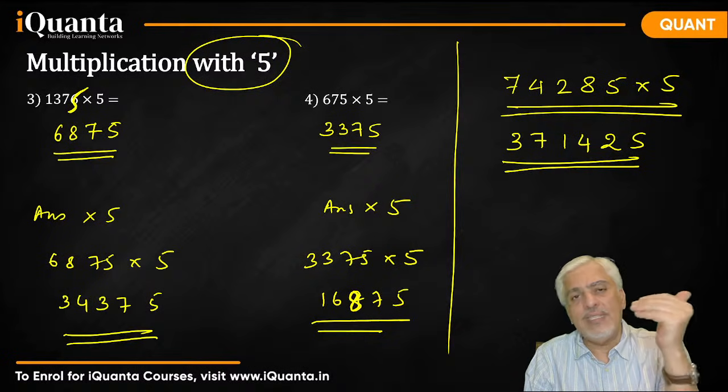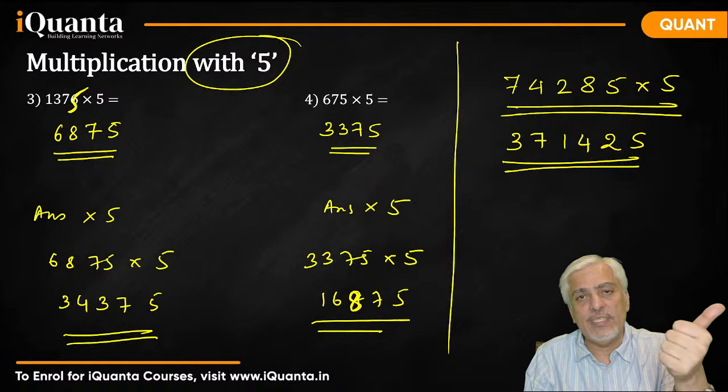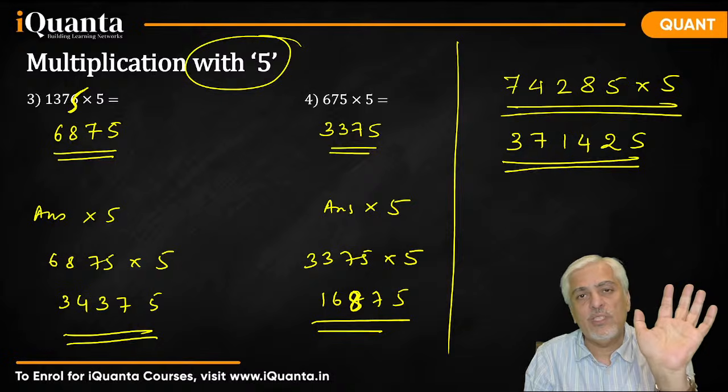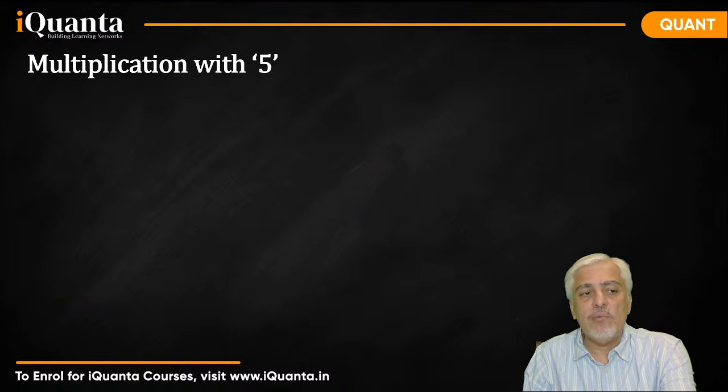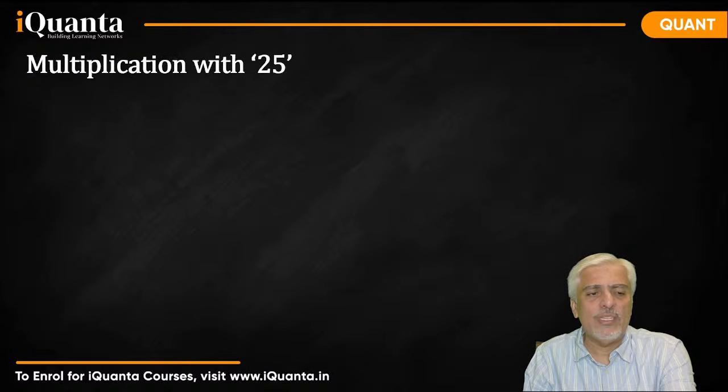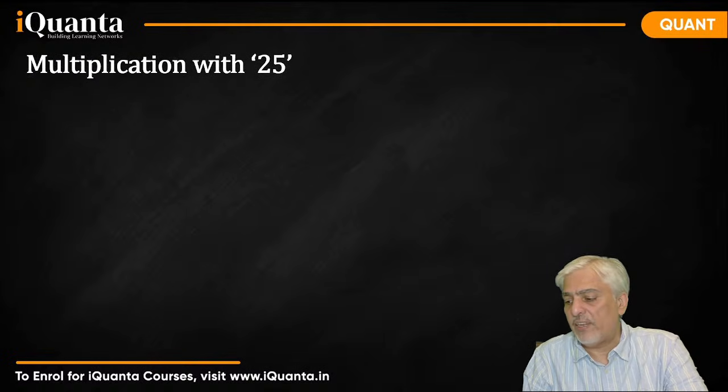So I wanted to make a list of things we are learning today. First thing which we will learn today is multiplication with 5. Enough examples of multiplication with 5 are done. So now coming to multiplication with 25.